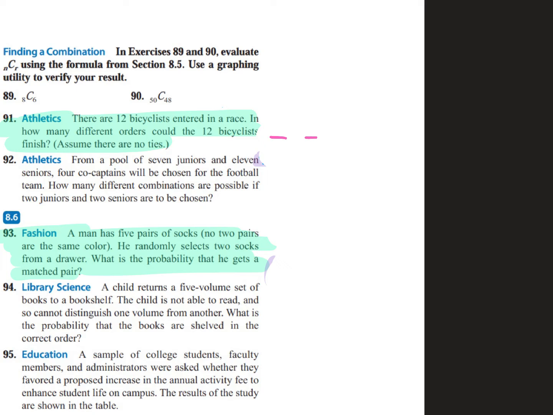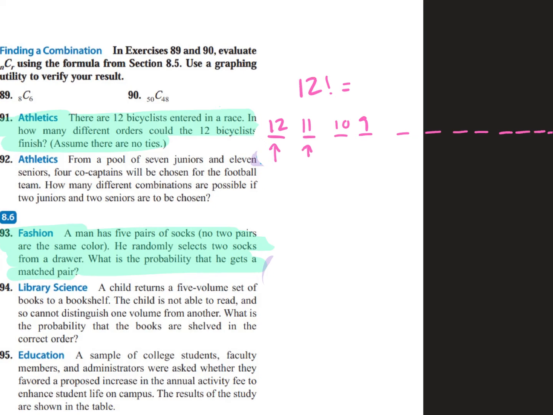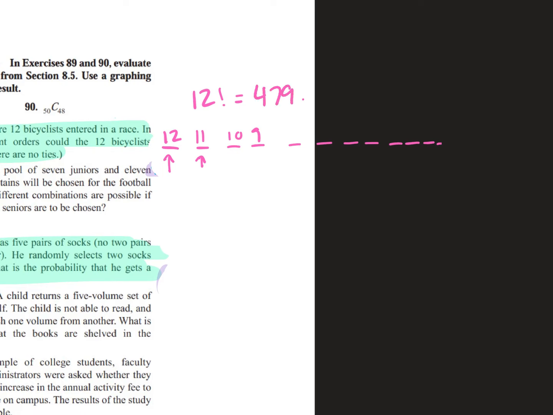So I have 1, 2, 3, 4, 5, 6, 7, 8, 9, 10, 11, 12. But I'll show you why. So how many different possibilities do we have for the first place? 12. So if somebody got first place, they can't also get second place. So then how many possibilities do I have for second place? 11. And then it would just go on from there. 10, 9, 8. So this would be 12 factorial. So in our calculator, we could just put 12 factorial. Matt, what do we get? 479,001,600. Perfect.